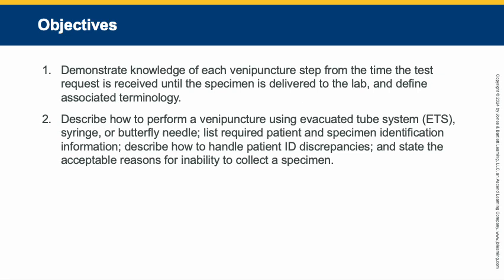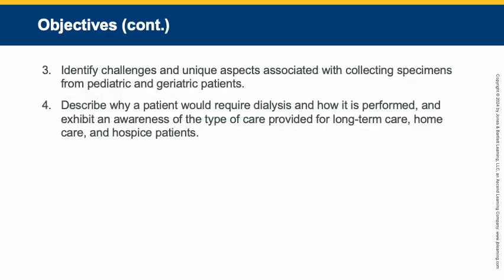List the required patient and specimen identification information. Describe how to handle patient ID discrepancies, and state the acceptable reasons for inability to collect a specimen. Number 3, identify challenges and unique aspects associated with collecting specimens from pediatric and geriatric patients. Number 4, describe why a patient would require dialysis and how it is performed, and exhibit an awareness of the type of care provided for long-term care, home care, and hospice patients.